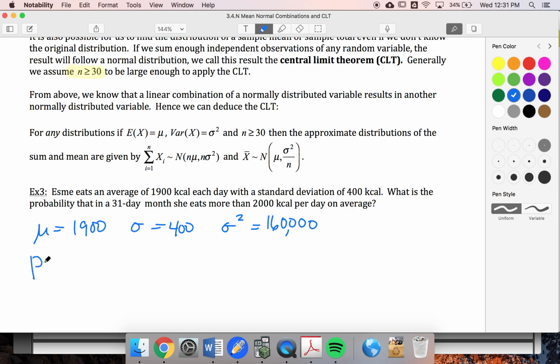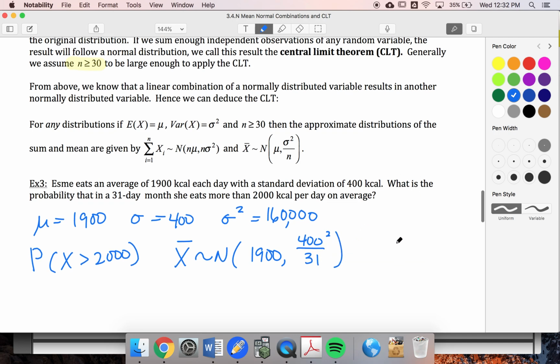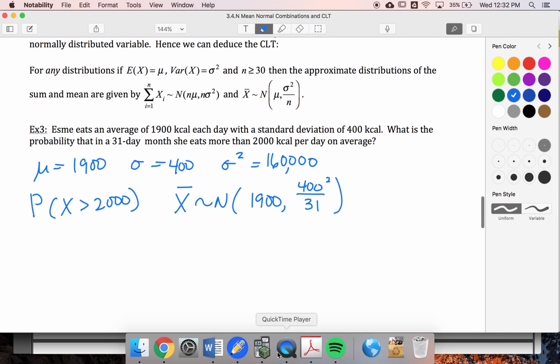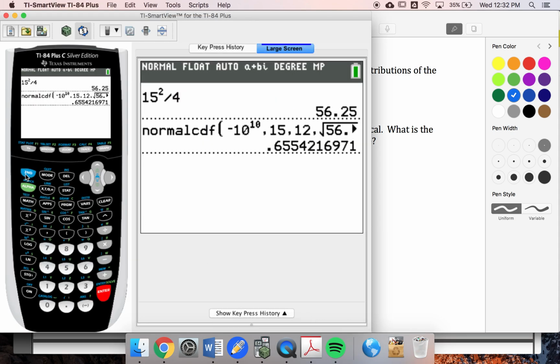So I want the probability that X is greater than 2,000. I'm going to say that because I have 31 days, my X bar is going to be a normal distribution with mean of 1900 and variance of 400 squared divided by 31. So now I can go ahead and find my probability with those numbers.